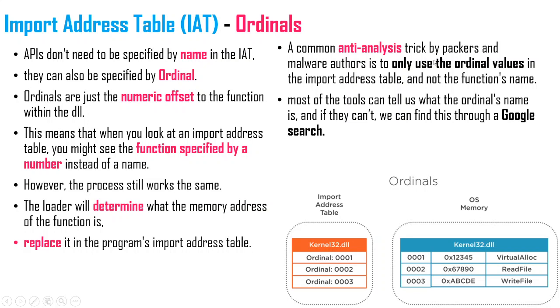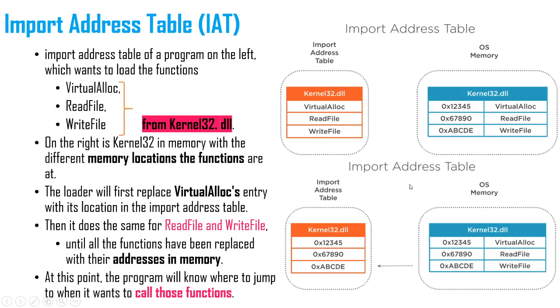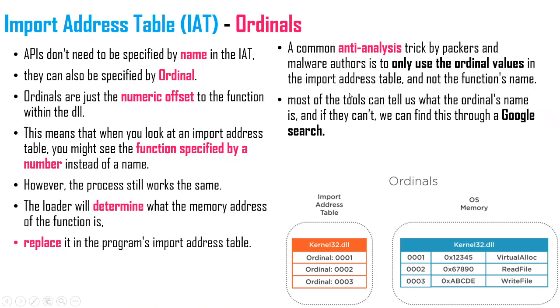A common anti-analysis trick by packers and malware authors is to only use the ordinal values in the import address table and not the function's name, which I mentioned earlier in this slide. Malicious authors will mostly use ordinal numbers. Most of the tools can tell us what the ordinal names are, as we will see in the upcoming demo, and if they can't, we can find this through a Google search.